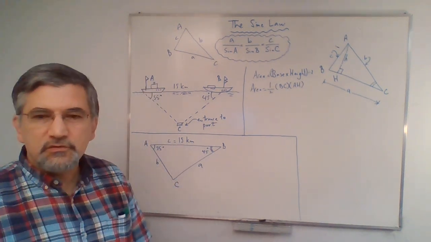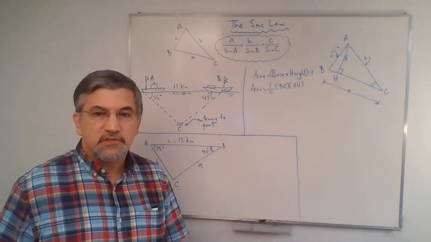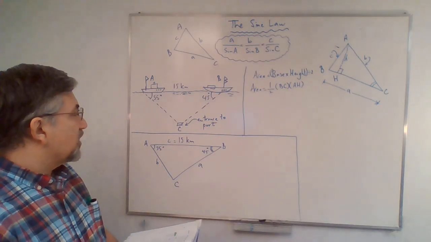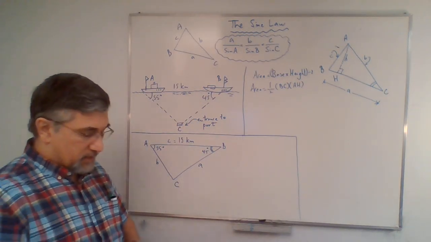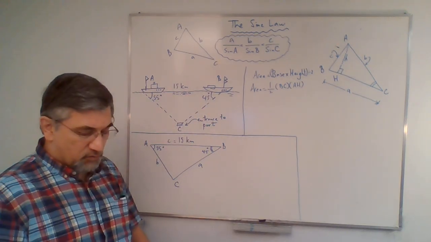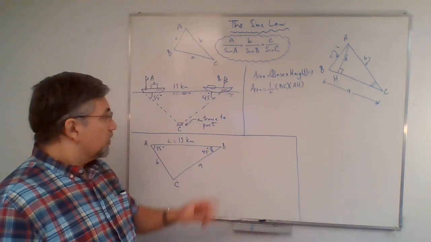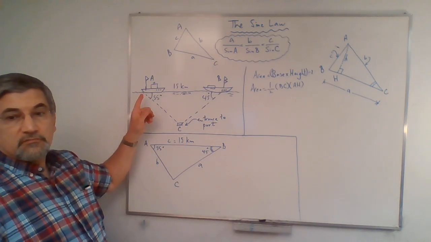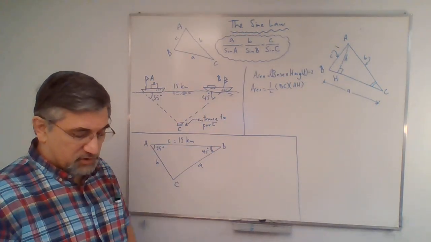Hello everyone, we want to do some word problems in trigonometry using sine law. So we have a word problem here. There are two ships located 15 kilometers apart in the middle of the ocean. The first ship is called Alpha and the other one is called Beta. These are the names of these ships.